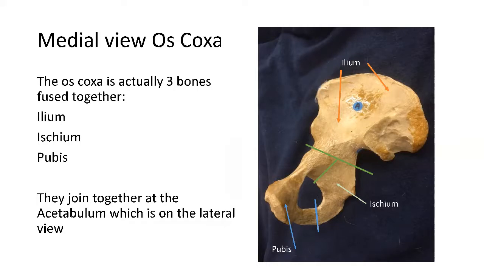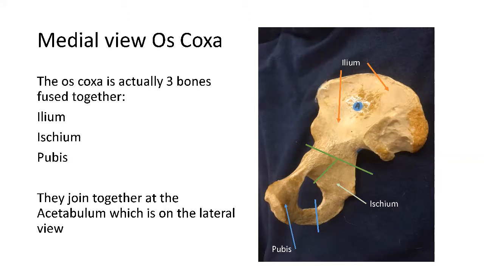What we're looking at is the medial view, and you can tell because you do not have an acetabulum. I told you the great story about the acetabulum. And what we see is that this is 3 bones all connected. The ilium is the superior portion, the ischium is the inferior portion, and the pubis is anterior. And the lines I've put in there show you where the bones basically separate.